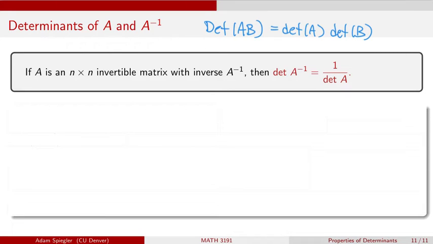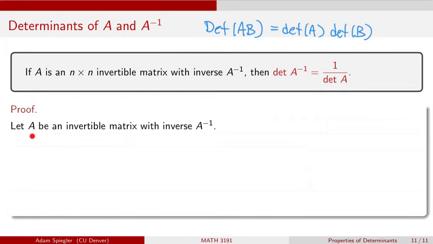So from that result, we're going to show the following: if A is an n by n invertible matrix and A inverse is the inverse matrix of A, then the determinant of the inverse of matrix A is equal to 1 over the determinant of A. So we take the reciprocal of the determinant of matrix A. So let's see why this is true.